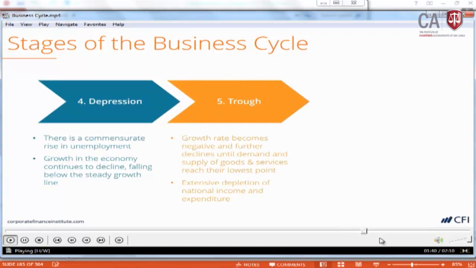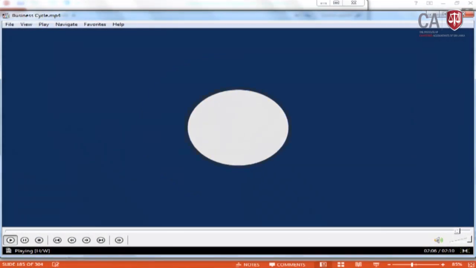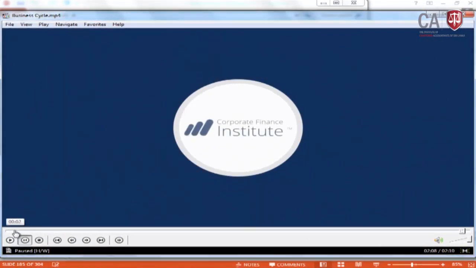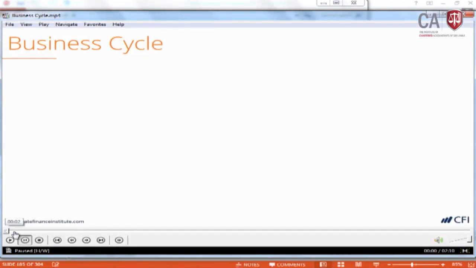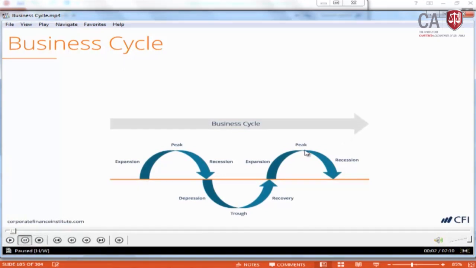The trough is the bottom point of the cycle, the point at which things turn around and start growing again, which leads to a recovery. This is where demand starts to pick up due to low prices and supply starts reacting. Employment starts rising and investments are made in businesses. This cycle continues to repeat over and over again, forming the overall business cycle of the economy. Thank you for joining us for this quick tutorial on the business cycle.